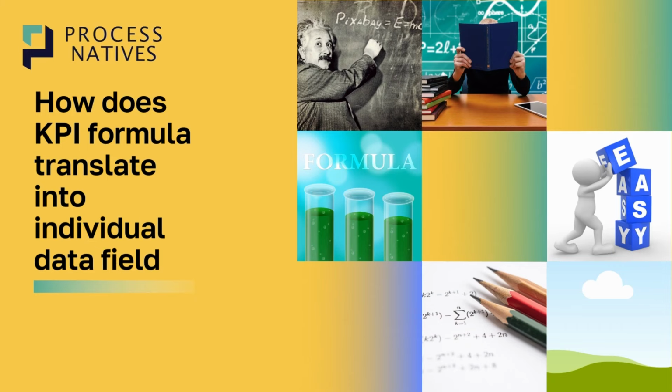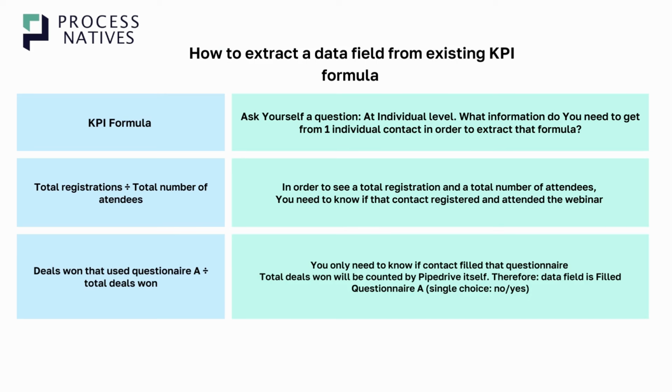Now, how does KPI formula translate into individual data field? You will see many more examples in the KPI library. However, again, it's very simple. When you have a KPI formula in front of you, you need to ask yourself a question at individual level. What information do you need to get from that one individual contact in order to extract that formula?